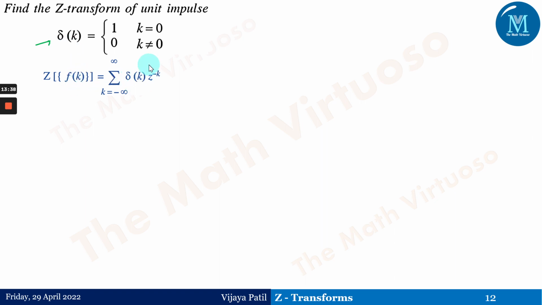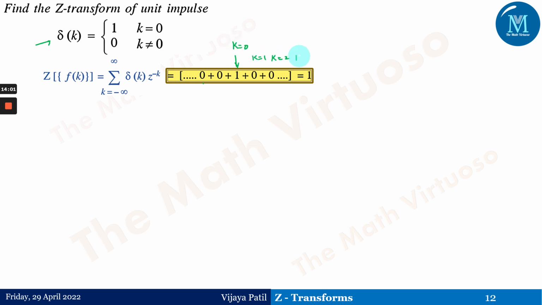here we'll be writing it this way because of the definition, and we know that the value of delta k is equal to 1 only for k equals 0. That's the reason all the other values are 0. So if you observe here, this is the value 1 at k equals 0. At k equals 1, k equals 2, k equals 3, and so on, all these values are 0.